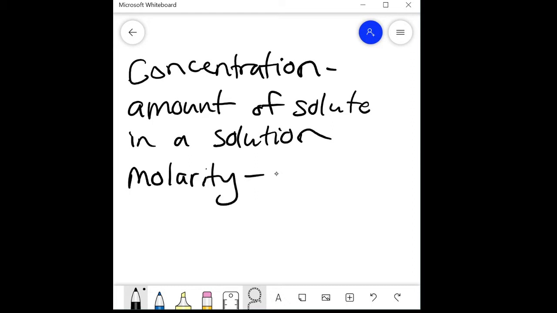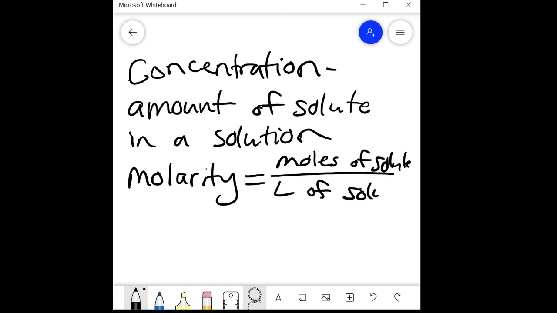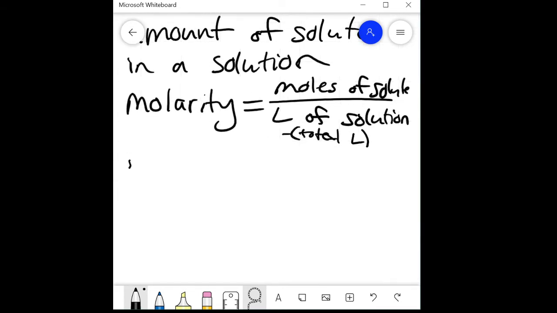You probably guessed it has something to do with moles. Okay, molarity equals moles of solute over liters of solution. So this liters is total. Total liters of your whole thing. So yes, that's it. That's the equation. You can abbreviate it. M equals mole over liter.